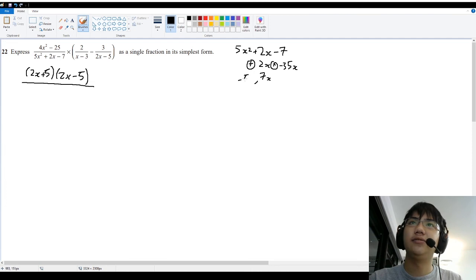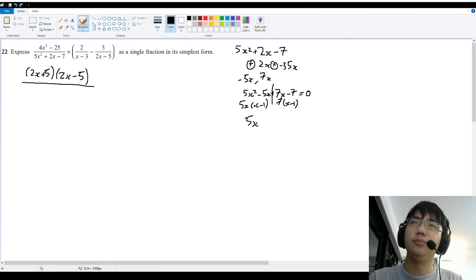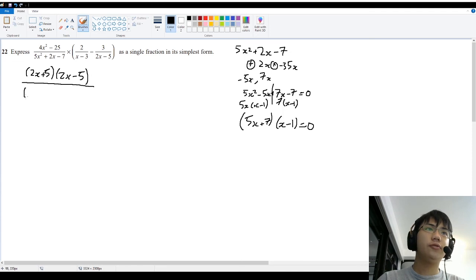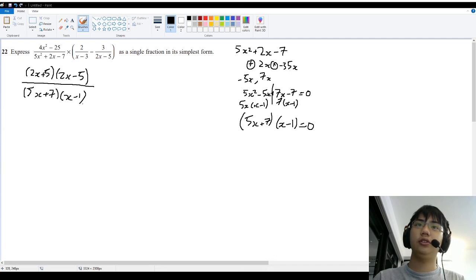7x and negative 5x, so 5x squared minus 5x plus 7x minus 7 equals 0. Split this equation in the middle, factorize it, and write down the equation in factorized form. So you have this: 5x plus 7 times x minus 1 is the denominator factorized.